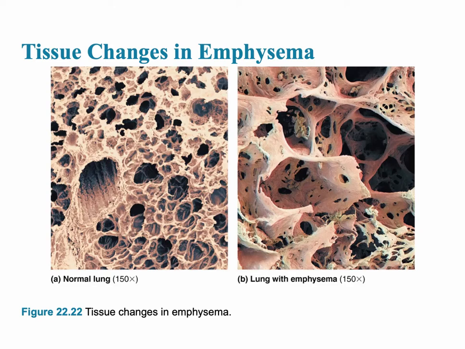On this first slide, we can see tissue changes in emphysema. So on your left, you can see the normal lung, where we have nice looking alveoli. And on the right, you can see lung that has emphysema, and you can see all the major damage that has happened here. So what's significant about this is that the damage has reduced the surface area for the alveoli, which makes gas exchange much more difficult.